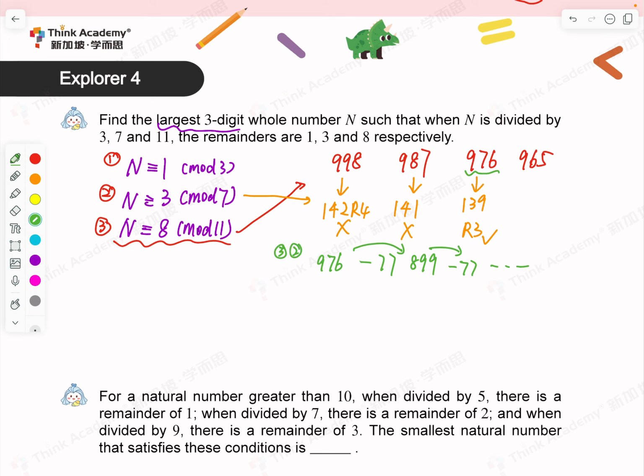So let's try. Who divide by 3, the remainder is 1? 976 divided by 3, what's the remainder? 9 divided by 3 is 3, 7 divided by 3 is 2, remainder 1. Yes. I try one time and I just find out the answer: 976. So the answer is 976.